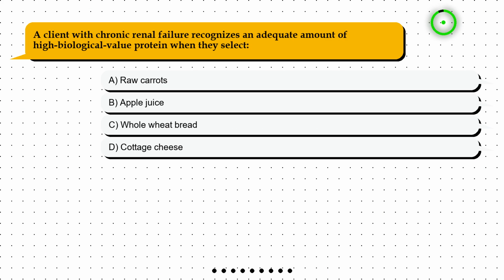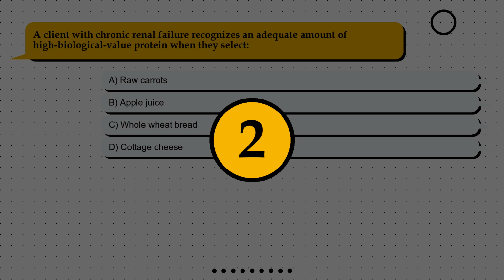Question 9. A client with chronic renal failure recognizes an adequate amount of high biological value protein when they select Option A. Raw carrots. Option B. Apple juice. Option C. Whole wheat bread. Option D. Cottage cheese.